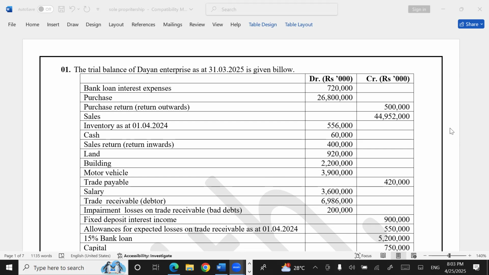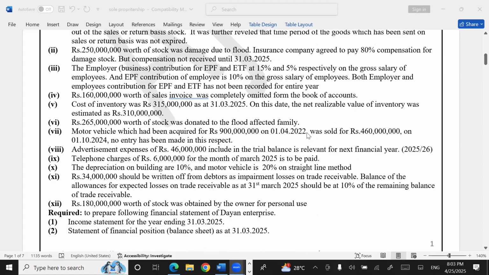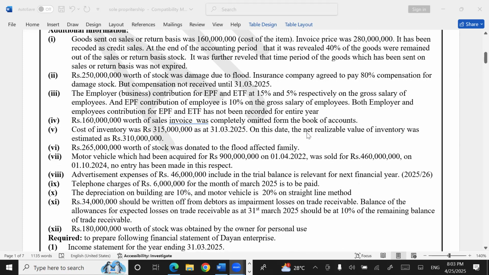Now think how to prepare financial statements based on the trial balance. Right, see question number 1. It has given the trial balance as at 31st March 2025 of Diane Enterprise. The trial balance has assets, liabilities, income, expenses, as well as equity. And in this example, there are 12 adjustments.